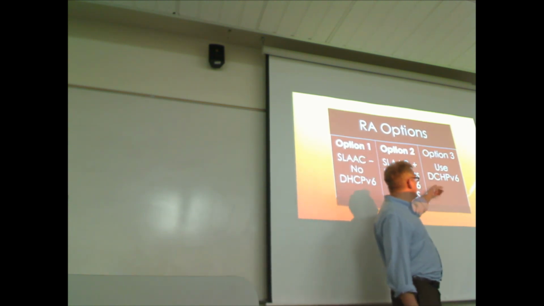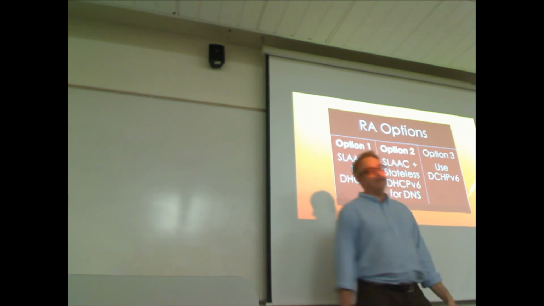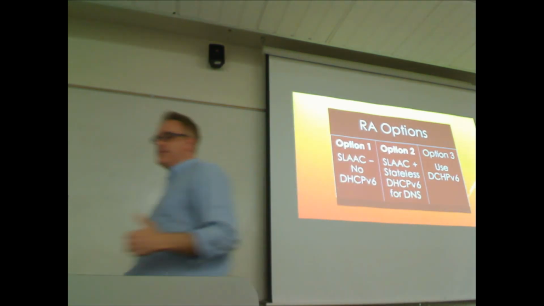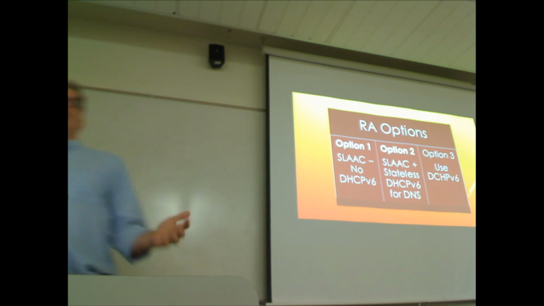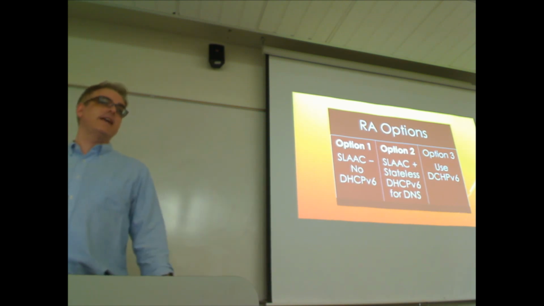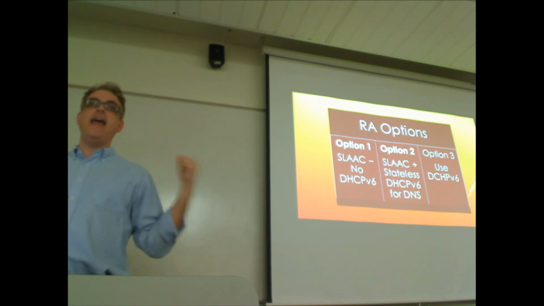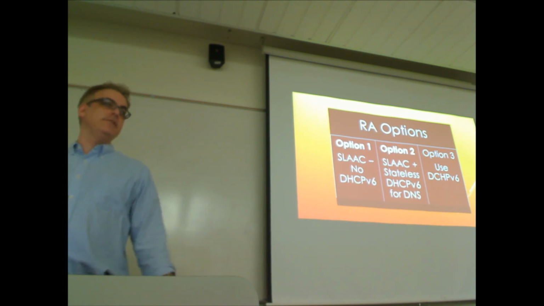And then of course I got a spelling mistake here in the acronym. But option 3, that should be DHCP version 6. Option 3, of course, is exactly the same as IP version 4, where the host device asks a DHCP server for all the information it needs.